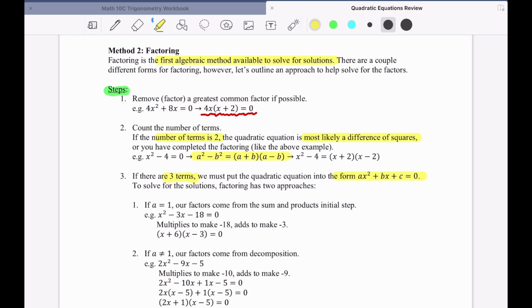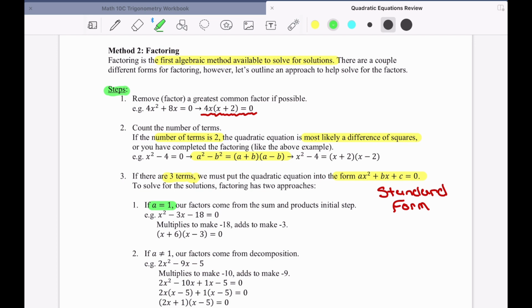What do we call this? Well, we would say it must be in standard form from what we know above. Standard form, which represents this ax squared plus bx plus c equals 0. Now, we have 2 case scenarios if we have the 3 terms and it's in standard form. We have to look to the a value because the a value tells us everything about how we solve these. If a is equal to 1, then our factors just directly come from our sum and product.